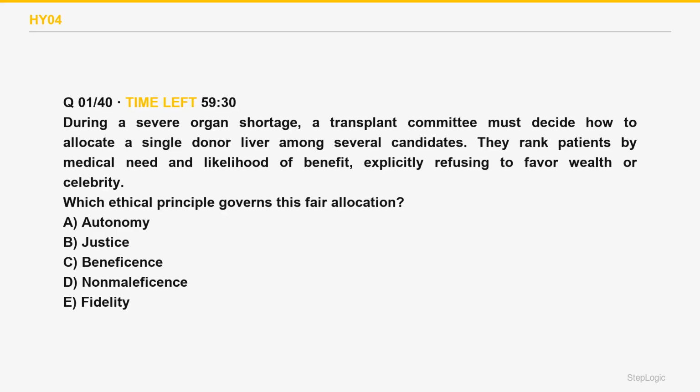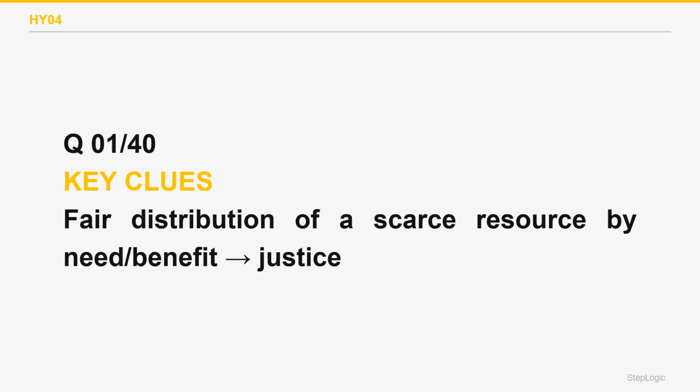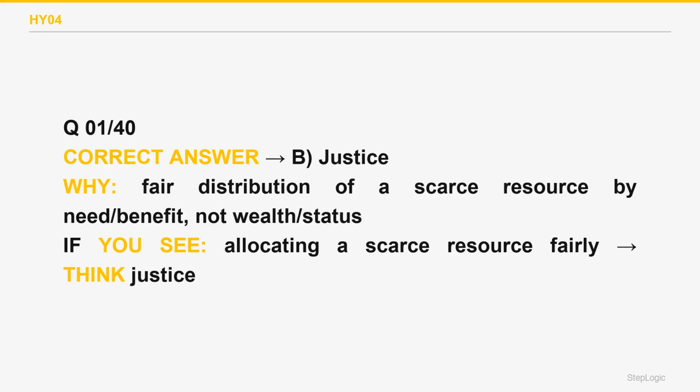The principle behind fair allocation of a scarce resource. Distributing fairly is justice. Justice is the principle of fair distribution, allocating scarce resources like a donor organ by legitimate criteria such as medical need and expected benefit, not by wealth, status, or favoritism. Whenever the question is who gets a limited resource and on what fair basis, justice is the governing principle. The correct answer is B.